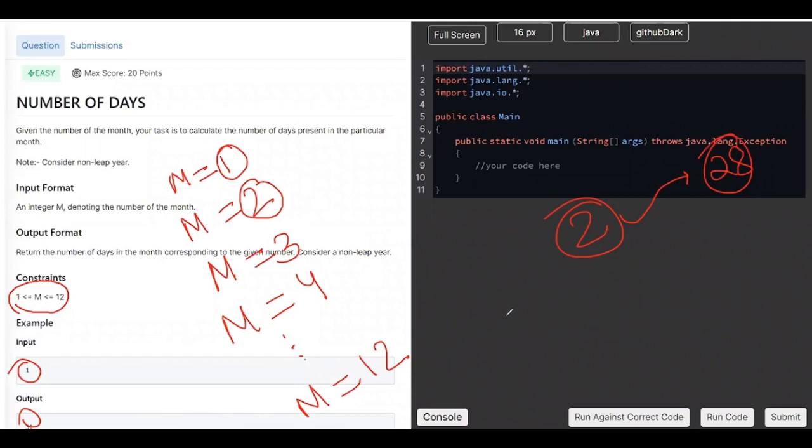Similarly, if somebody gives you month number 4, right? That means you have to tell how many days in April. Okay. So how many days in April, guys? 30 days. So you will have to print the output as 30. So given the month number, you have to tell the number of days in that particular month, right? And guys, I use a very simple technique to remember how many days are there in a given month.